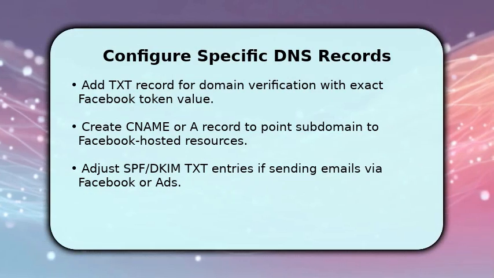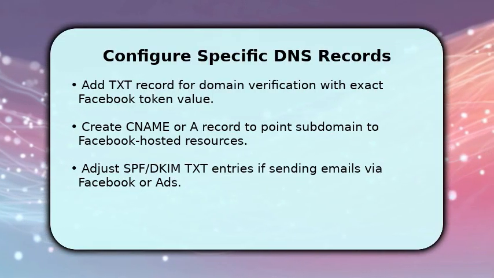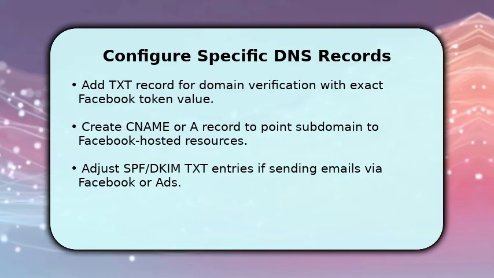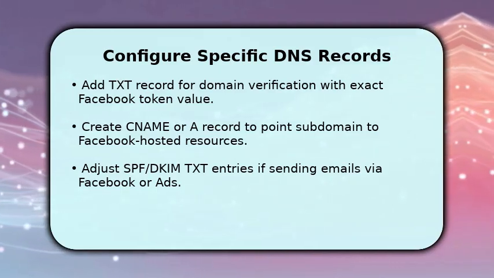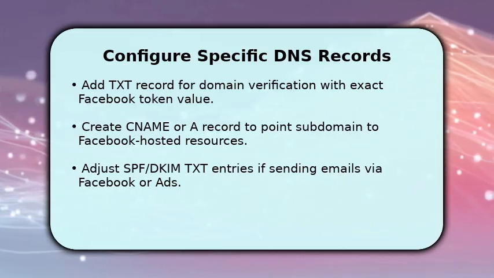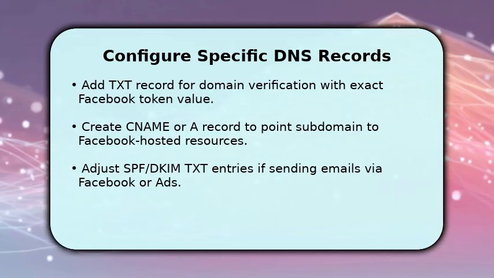Next, you implement the precise records Facebook requires. Add the TXT token exactly as provided for domain verification and save. Then create CNAME or A records to map the chosen subdomain to Facebook's target host for features like hosting or business manager integrations. Use the host names Facebook supplies.